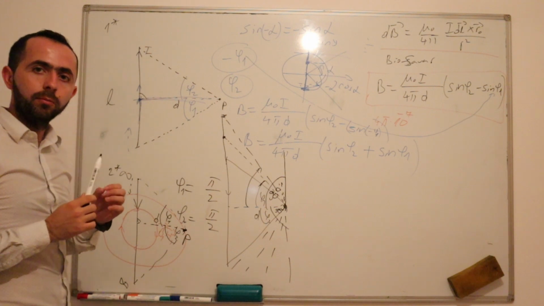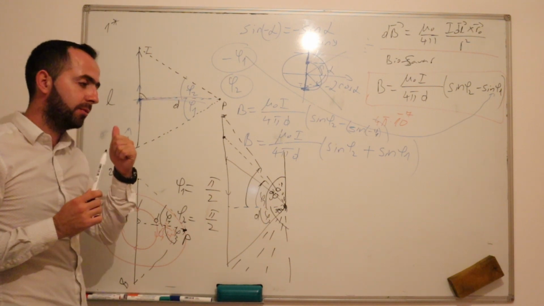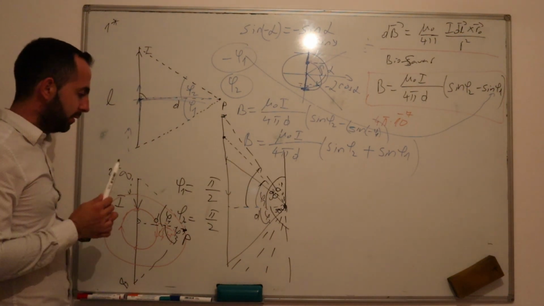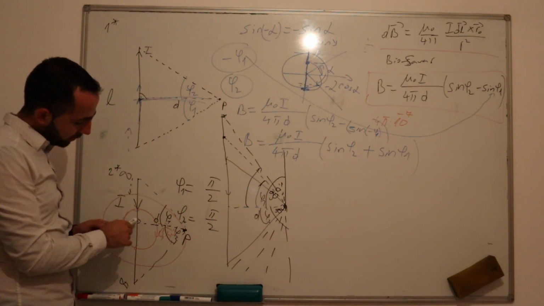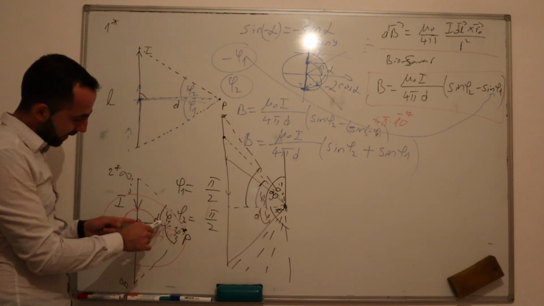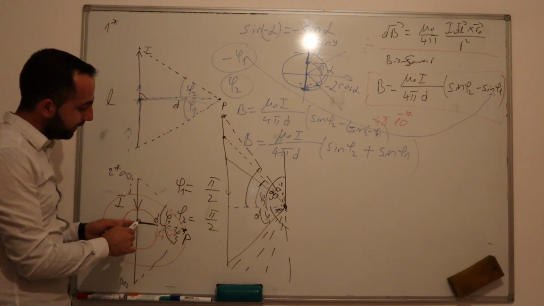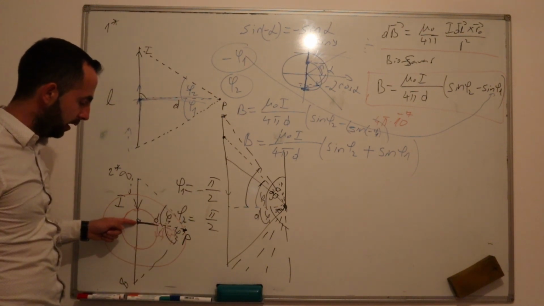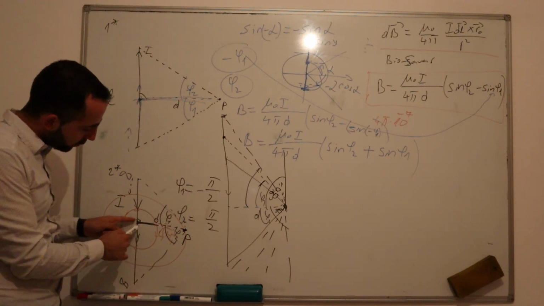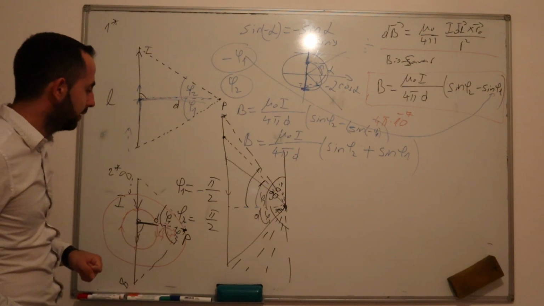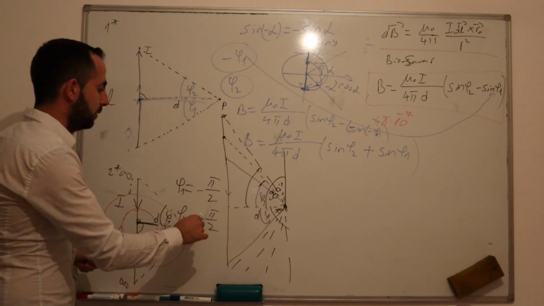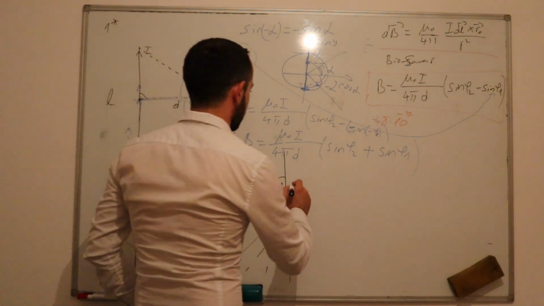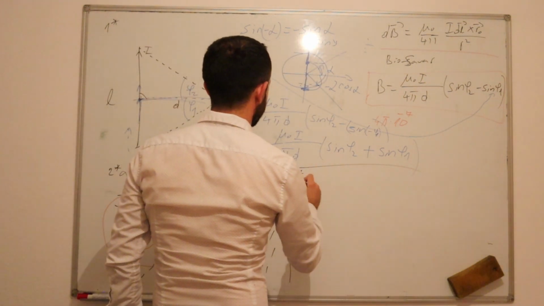So how do we determine whether it will be a positive or negative value? The current direction determines it. If current enters at this angle's normal, then it is a negative value, so phi1 is minus pi/2. If it comes out from the normal of this angle, it is a positive value. So for this case, this is our second case.